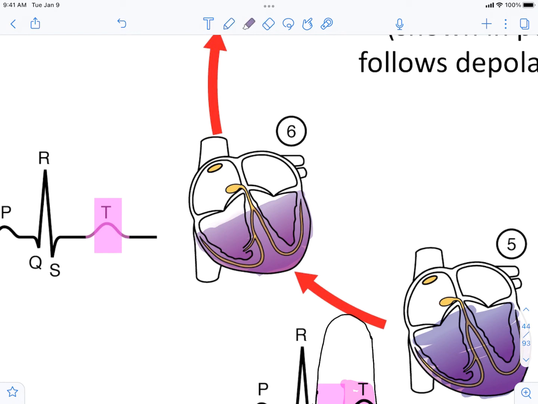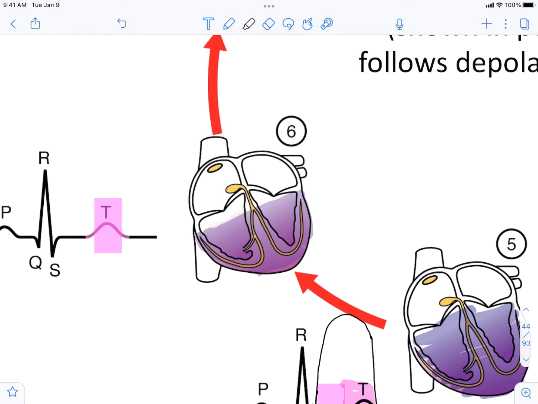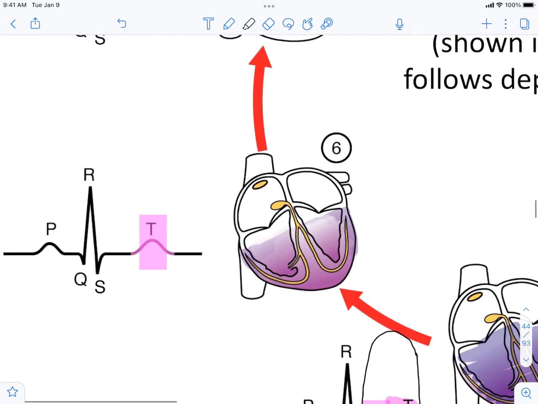I wonder if, I don't think so, but we'll try. Not really. Kind of. Okay, so we get that repolarizing wave. Maybe if we keep coloring, moving upward like so. Okay, and so that repolarizing wave occurs during the T wave.